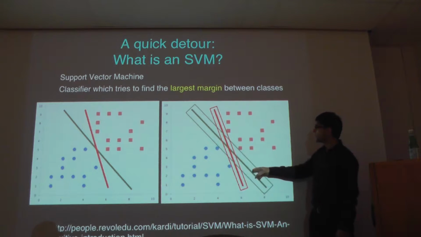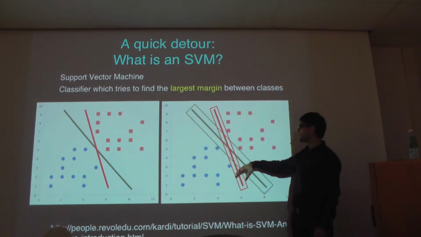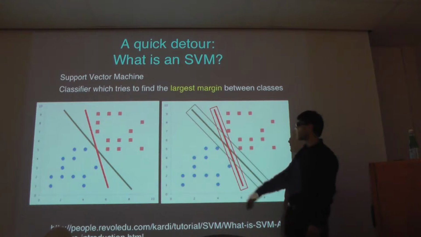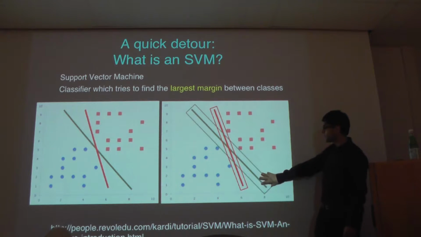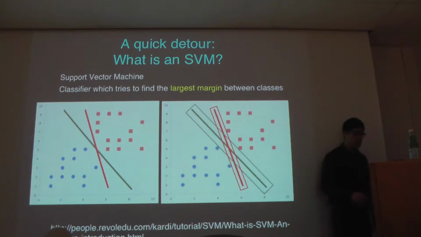So you will actually generalize better, because if you've got a big margin, the new stuff that comes along is more likely to fall on the right side of the line. So these boxes show the size of the margin. So that's what an SVM is.